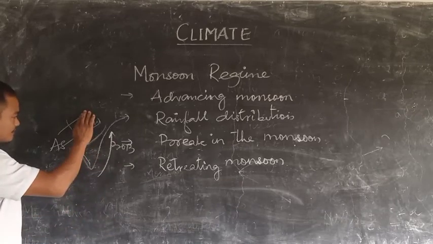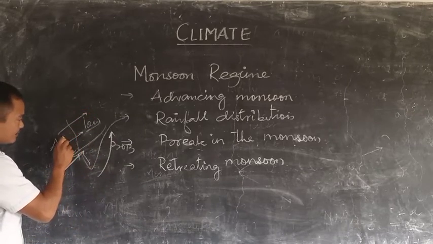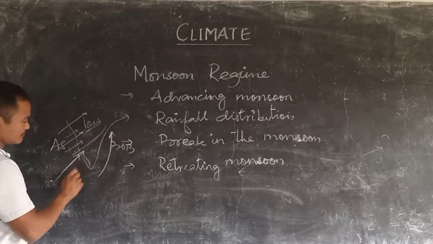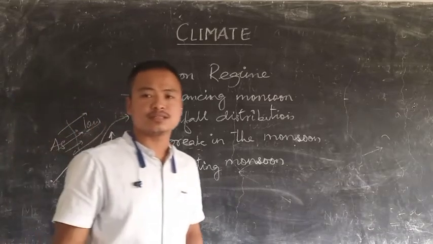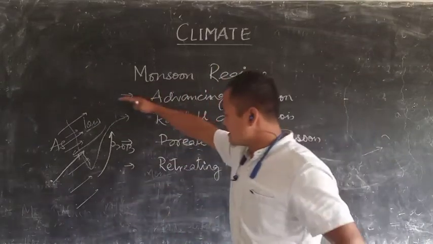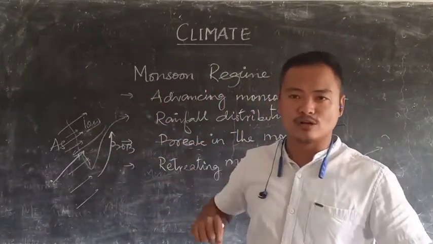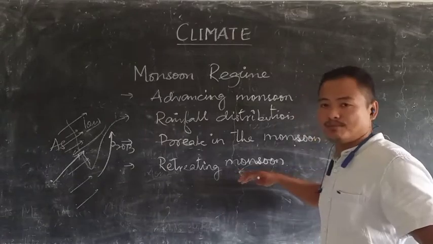So as it comes from August and beyond, in September and beyond, the wind starts retreating back and then it completely moves to the south. So this wind that retreats back is what we call the time period of retreating monsoon.